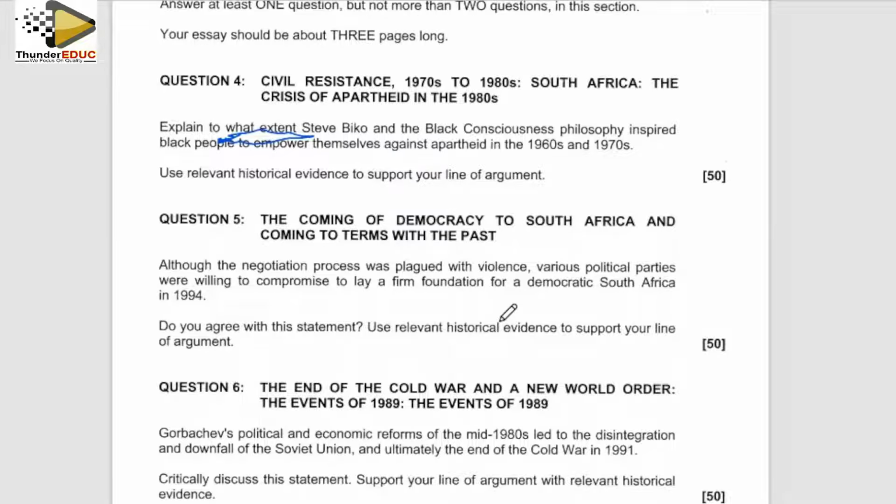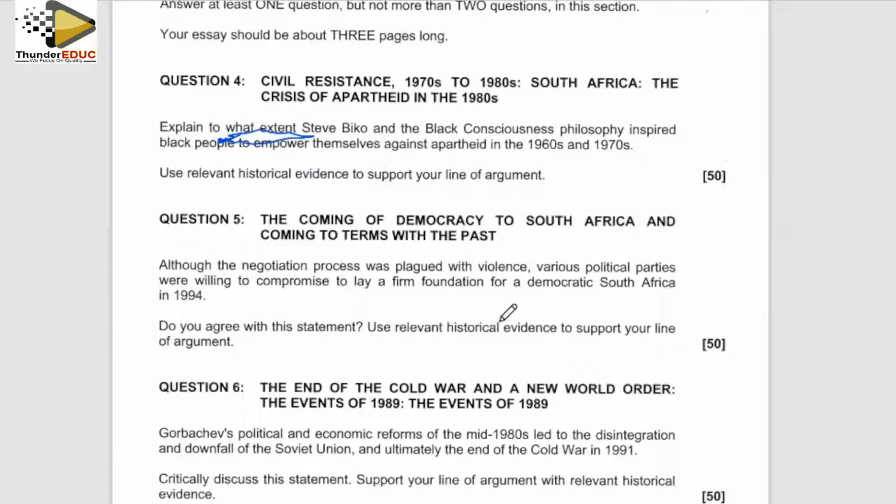So that is clear. We have to agree with the statement. So opening up our introduction, we can say, in agreement with the statement that although the negotiation process was plagued with violence, various political parties were willing to compromise to lay a firm foundation for a democratic South Africa in 1994. We are agreeing with the statement.